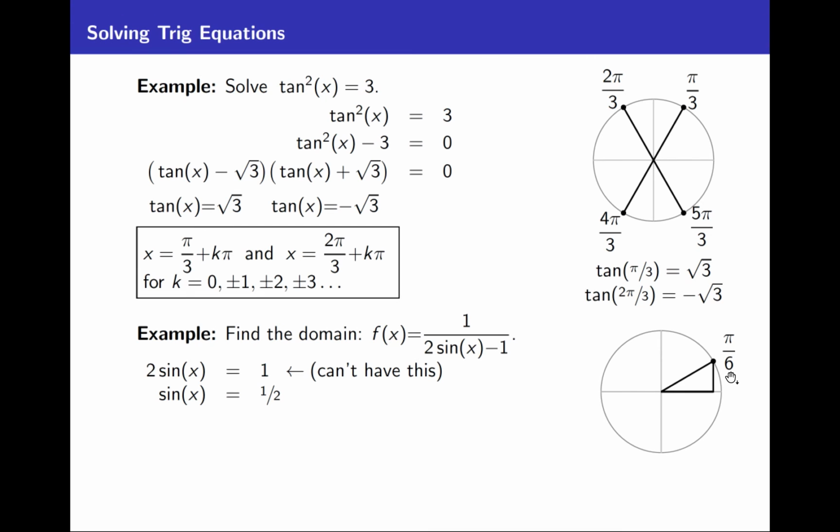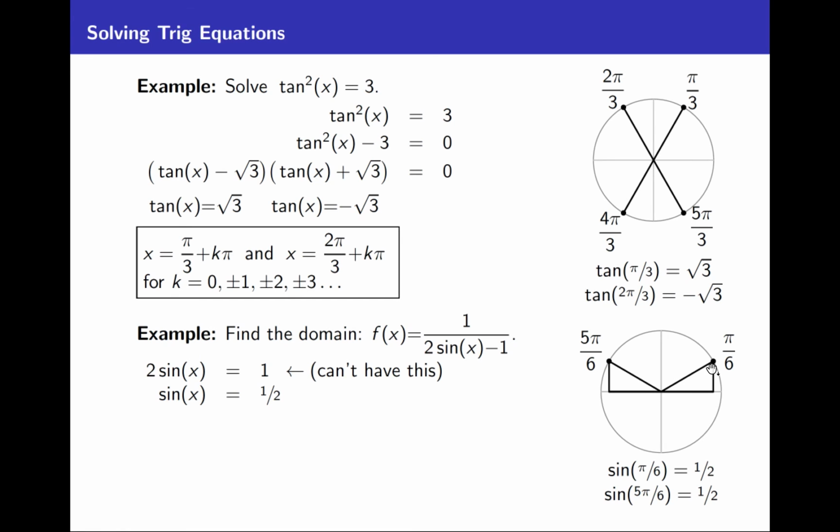So x equals pi over 6 is not in the domain, because sine of pi over 6 is equal to 1/2. It solves this equation. But also note that if you had 5 pi over 6, sine of that is also 1/2. So 5 pi over 6 is a value of x for which sine of x equals 1/2. So 5 pi over 6 is not going to be in the domain.